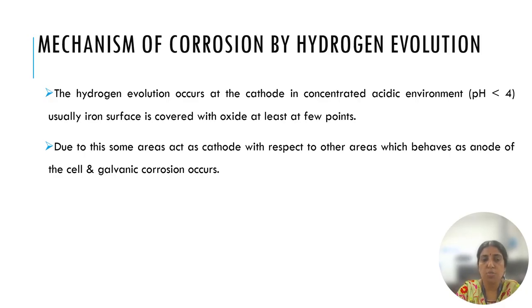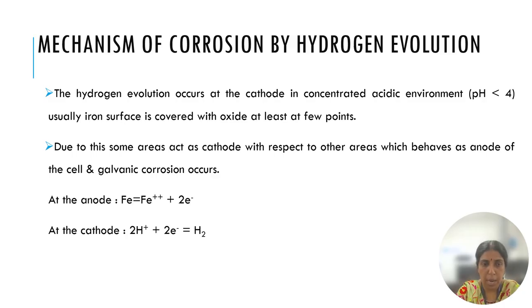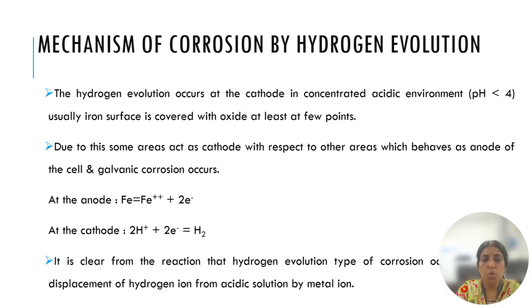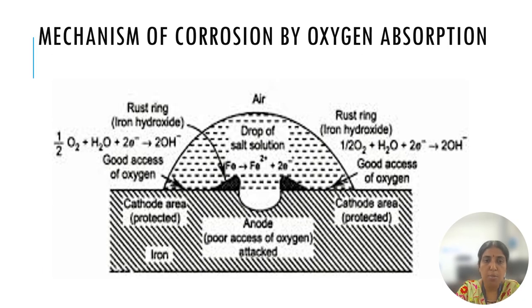Usually the iron surface is covered with an oxide at least at a few points. So some portion acts as a cathode with respect to other portion which behaves as an anode. So at the anode we have the equation of iron getting Fe2+ plus 2 electrons, and at the cathode there is hydrogen evolution. So this hydrogen evolution type of corrosion occurs by displacement of hydrogen ions from the acidic solution. Next mechanism of corrosion is corrosion by oxygen absorption.